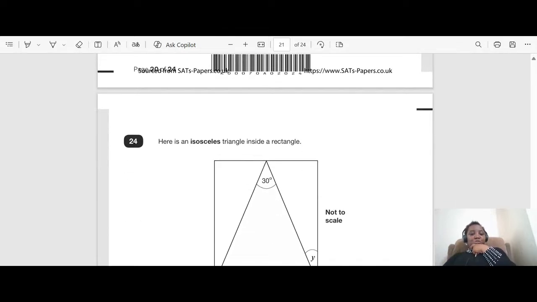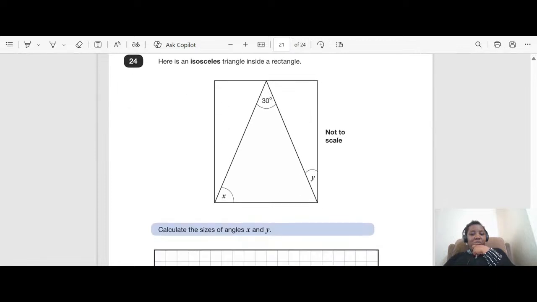Question number 24. Here is an isosceles triangle inside a rectangle. Calculate the sizes of angles x and y. Now, the question tells me that this is an isosceles triangle. And what is the property of an isosceles triangle? They have two sides equal and the two corresponding angles are also equal. So if this is an isosceles triangle, we have this angle here to be 30.